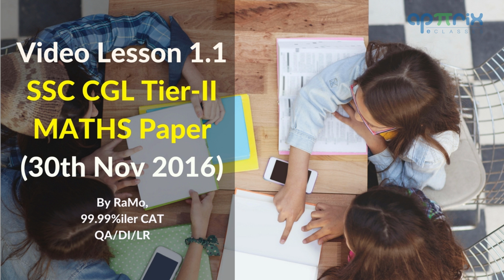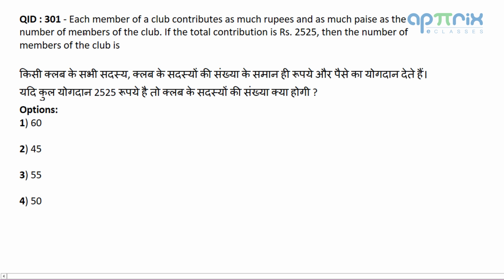In total there will be 10 questions and it will be presented by me. This is the first question on your screen, and the question says each member of a club contributes as much rupees and as much paise as is the number of members of the club. If the total contribution is rupees 2525, then the number of members of the club is.